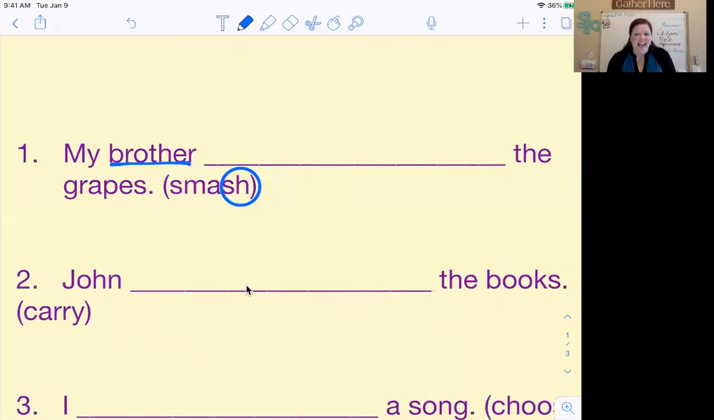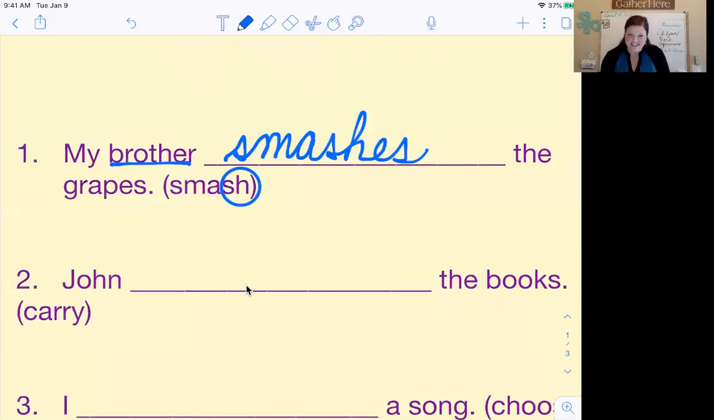Hopefully you said add ES to the end. Do you remember some of the other endings that we need to be looking out for? CH, SH, S, X, Z, add an S behind an E. Not just S, not just E. ES does it accurately. So instead of writing smash, we're going to write smashes. S-M-A-S-H-E-S. Now I have a singular subject and I have a singular verb. Singular verbs end in S. Let's look at sentence number 2.